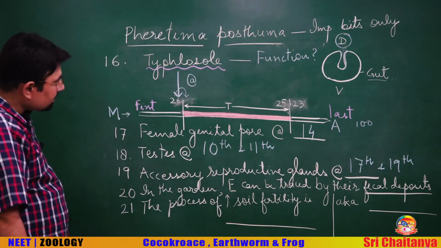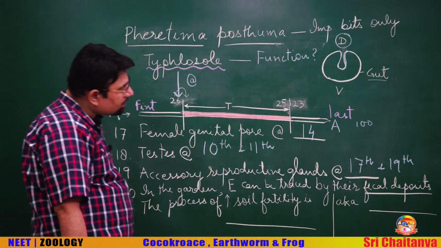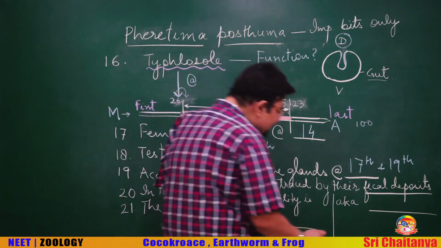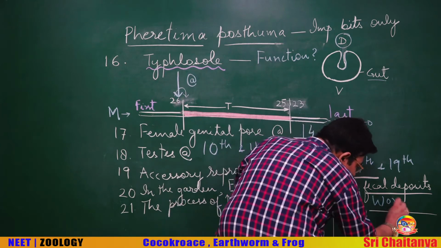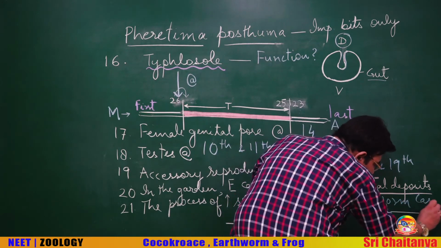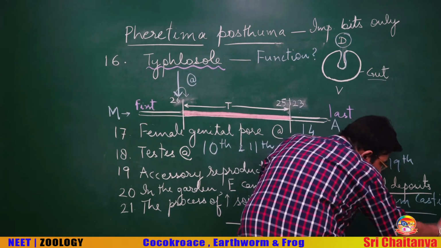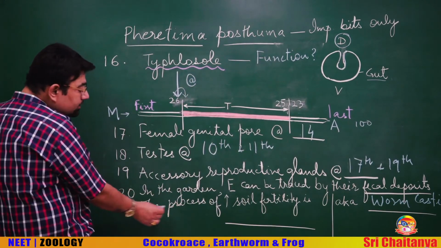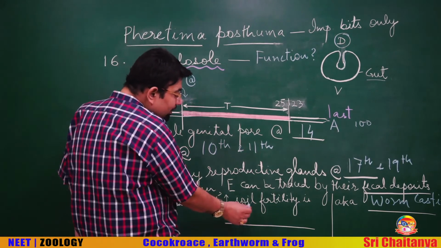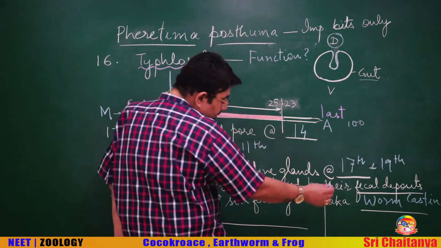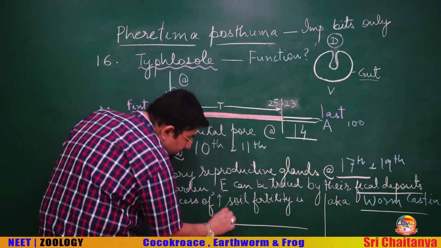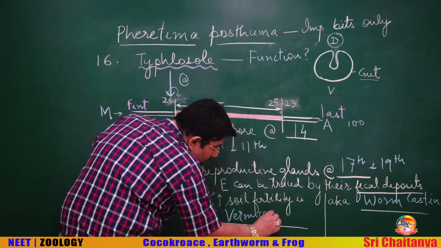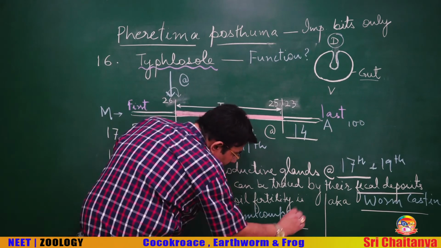In the garden, earthworms can be traced by their fecal deposits, which are also called worm casting. And lastly, the process of increasing soil fertility is known as vermicomposting.